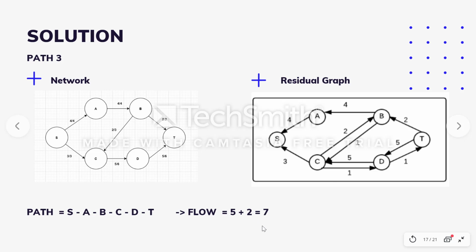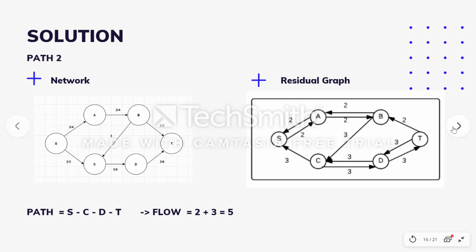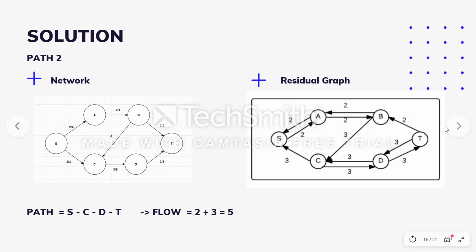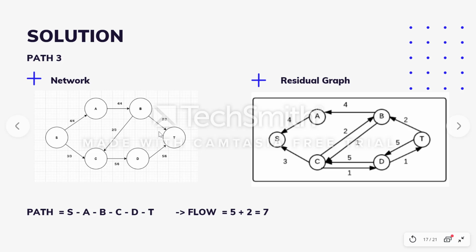And this is the third path. The path from this graph is A, B, C, D, T. As you can see in the previous slide, the T will connect to D, and the D will connect to C. Since there is no way that we could connect directly to S, we need to turn to B. After B, we connect to A, and then we finally reach S.